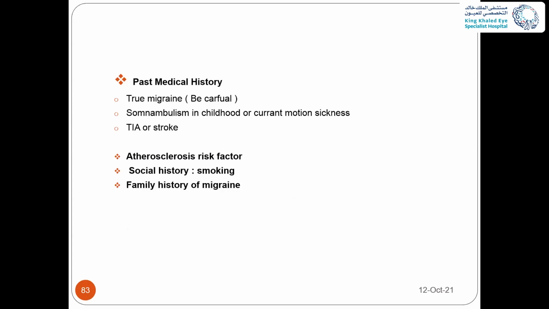You have to ask about past medical history carefully. Was he a well-known case of migraine before? Does he have recurrent motion sickness in childhood? Did he have a stroke before, or was he diagnosed with a stroke? Is there any atherosclerosis risk factor, social history of smoking, family history of migraine? All these you have to dig for in his history. The patient will not volunteer to tell you anything about this. All this helps in your thinking and in your differential diagnosis.